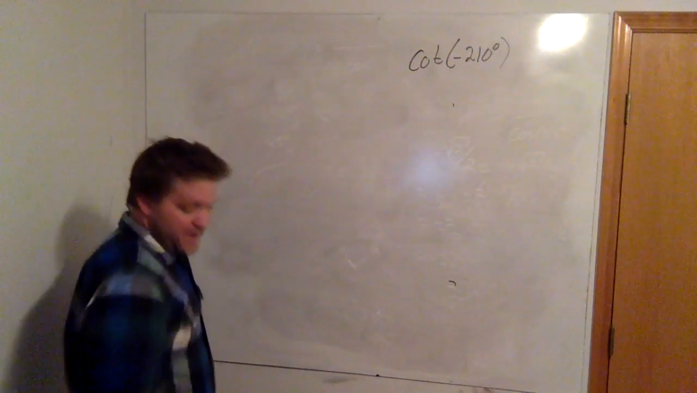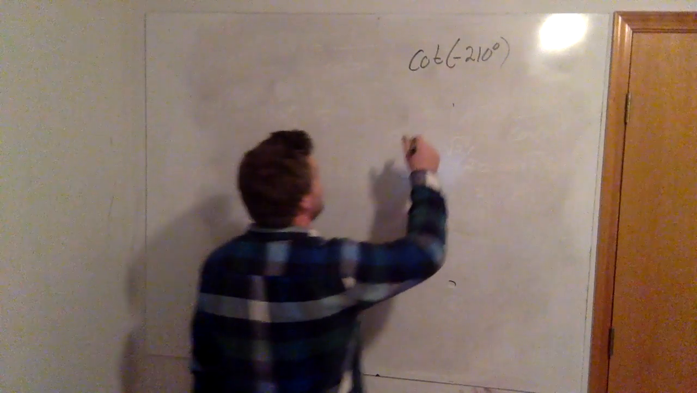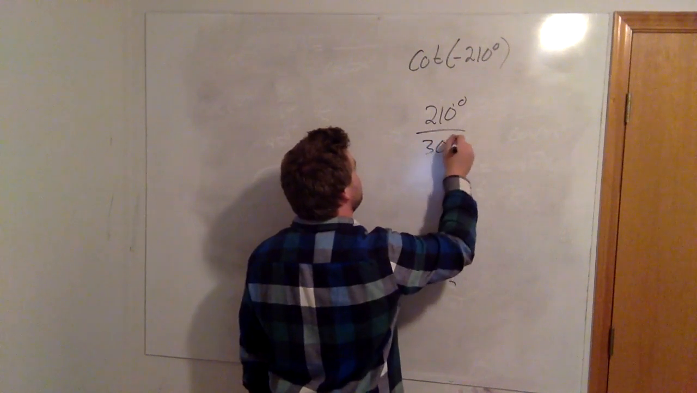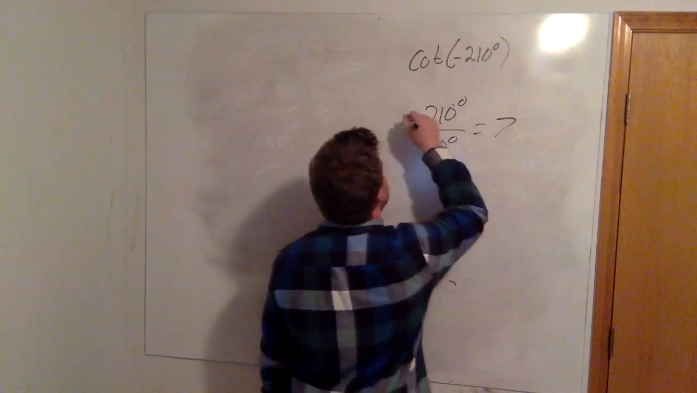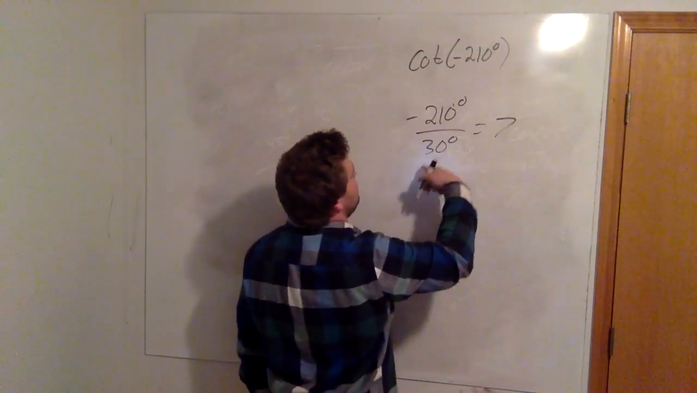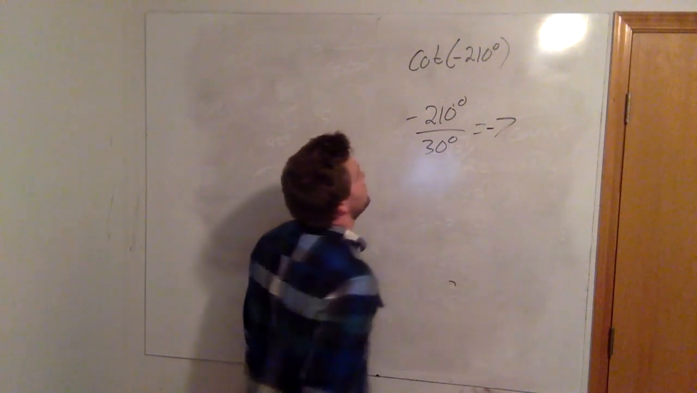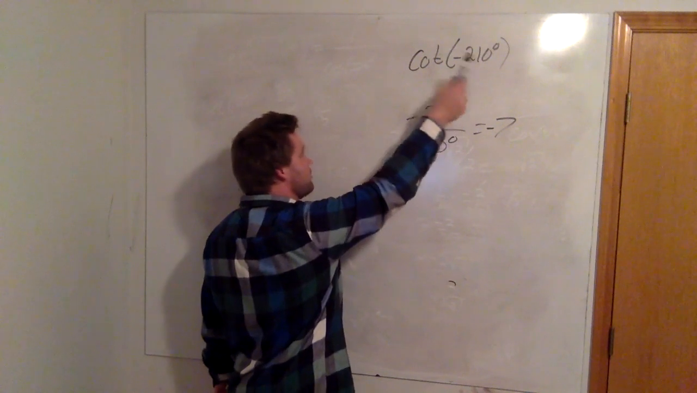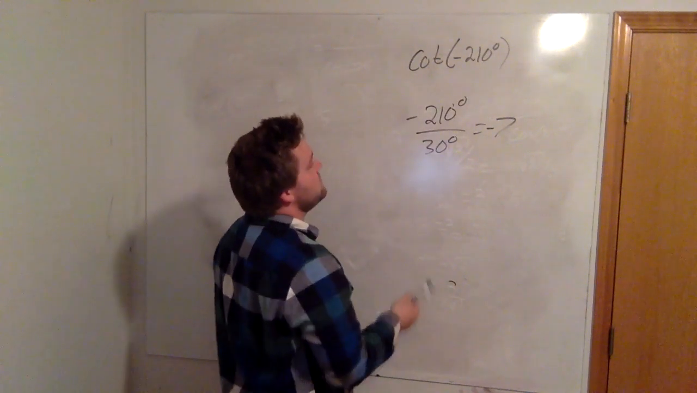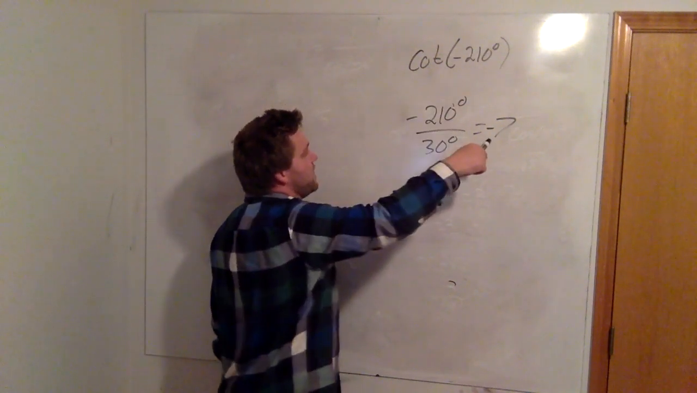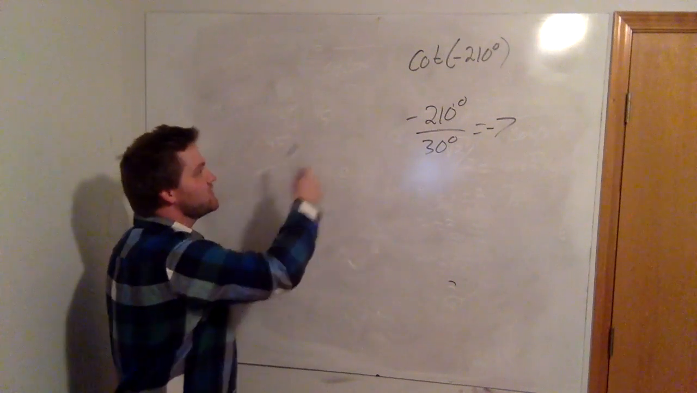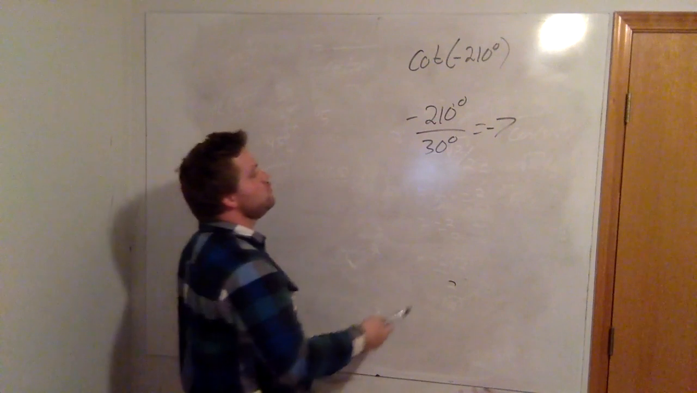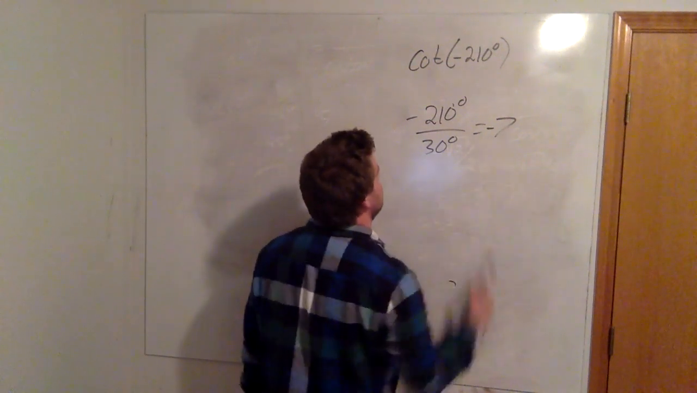Okay, let's figure out where we're at. So 210 degrees, let's divide that by 30 degrees. I believe that's 7. How about negative 210 degrees divided by 30 degrees? This is negative 7. So instead of thinking about a coterminal angle between 0 and 360 degrees, I'm just going to think that a negative means we're moving clockwise around the unit circle rather than counterclockwise. So I'm going to move backwards 7 increments of 30 degrees.